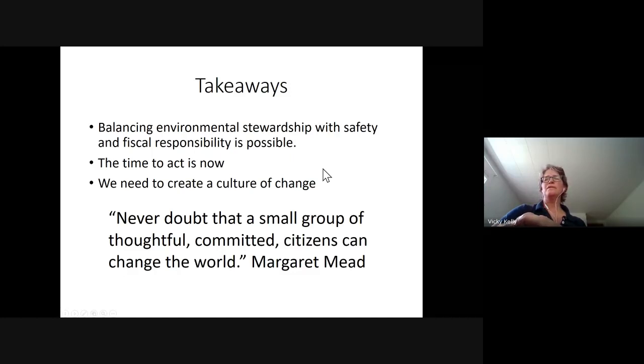So, some takeaways. I hope you feel like I do, that we can balance environmental stewardship with safety and fiscal responsibility. Because of that legacy effect, the time to act is now. And the way to do that is to create a culture of change. So I'll leave you with one of my favorite quotes: never doubt that a small group of thoughtful, committed citizens can change the world, by Margaret Mead.